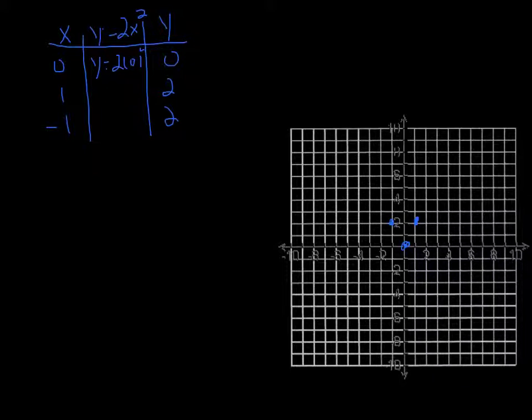And then we'll go 2. So 2 squared is 4, times 2 is 8. So at 2, we go all the way up to 8. So that's right there. And then if we put in negative 2, same thing. Negative 2 squared is 4. 4 times 2 is 8 also. So negative 2 up to 8.